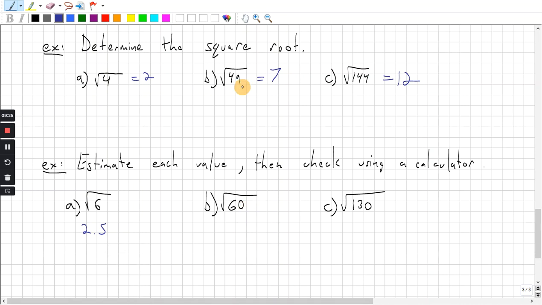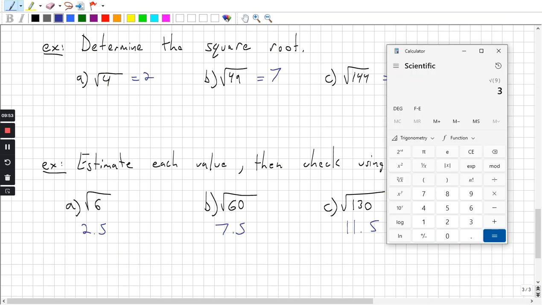So square root of 60, close to square root of 49. The next one up would be the square root of 64, which is 8. So let's say maybe 7.5 or something. You could probably get a better estimate if you took a little bit more time. And 130, it's a little bit less than the square root of 144. So the square root of 121 would be 11. The next one up would be, of course, 144, which is 12 squared. So this is going to be somewhere above 11 but below 12, so we'll say maybe 11.5.